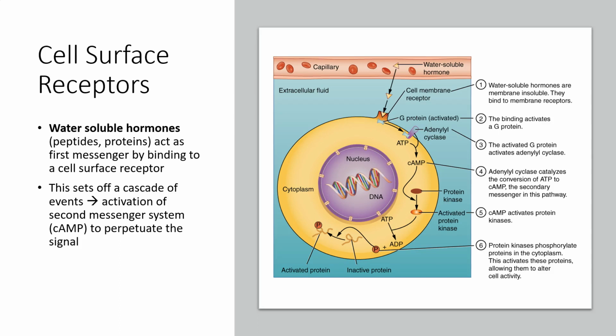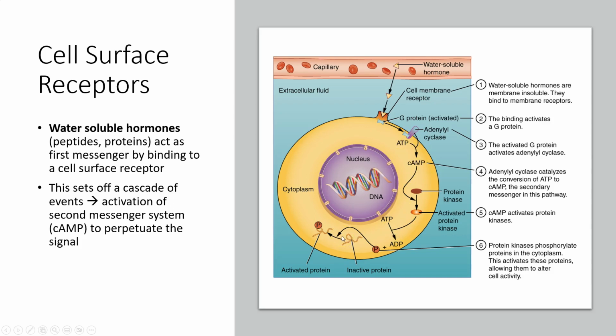We'll now talk about two types of receptors. The first are cell surface receptors. These are receptors found within the cell membrane. These bind to our water-soluble hormones, so our peptides and our proteins. These cell surface receptors act as what we call a first messenger, where it binds that signaling protein, that hormone, and then sets off this cascade of events within the cell to perpetuate that signal.